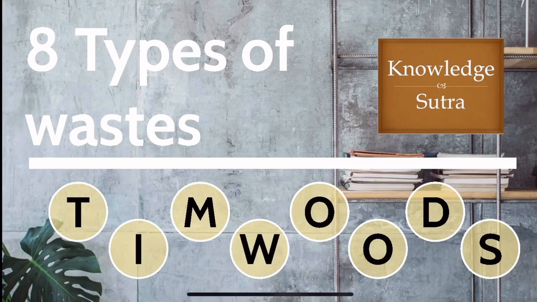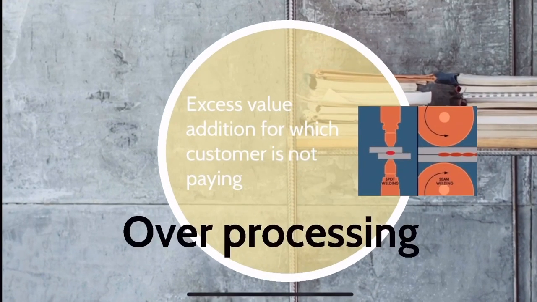The sixth waste in the 8 types of waste in manufacturing is denoted by the second O in TIMWOODS and is overprocessing. Overprocessing is excess value addition for which the customer does not want to pay or is not ready to pay. It is unnecessary processing or activities in the process that do not add value. For example, if we are trying to join two pieces of metal and we are doing seam welding when spot welding is sufficient.